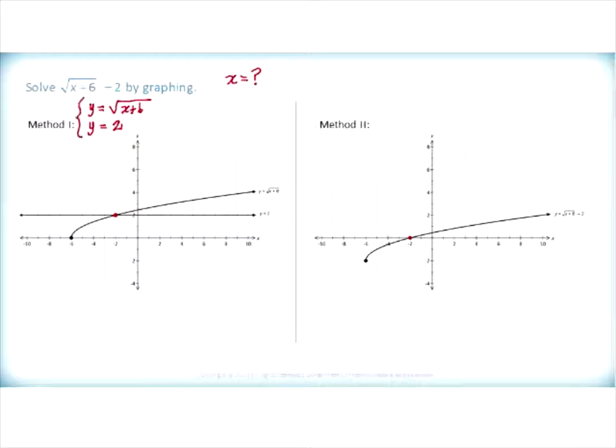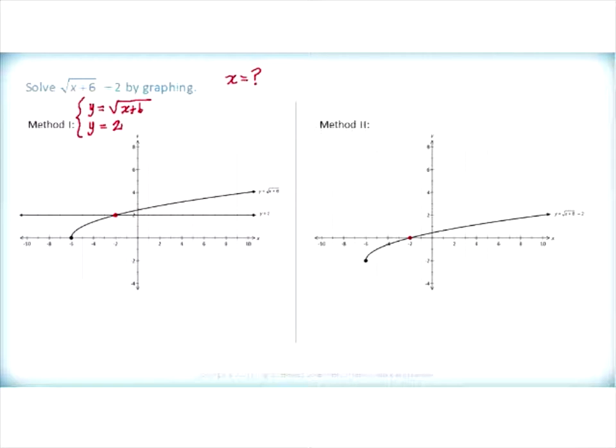We will graph this as a system of equations, and the solution will be the point of intersection of the two graphs. Notice that the graphs are drawn here on the coordinate plane, and the point of intersection occurs when x is equal to -2.